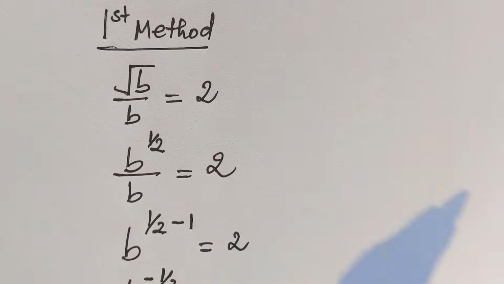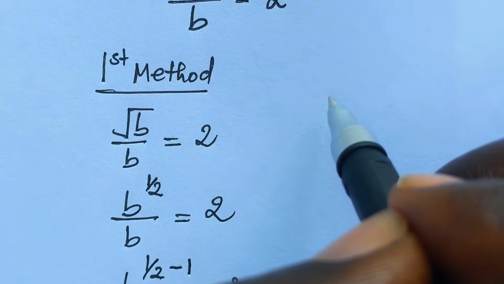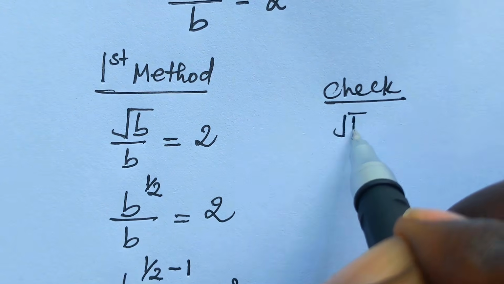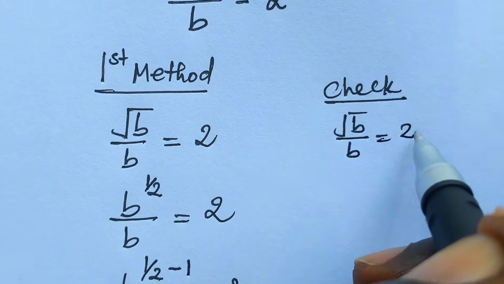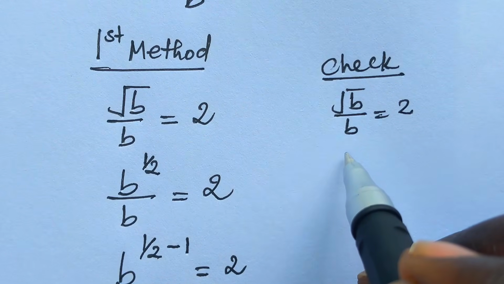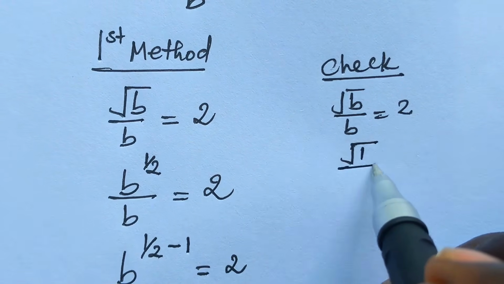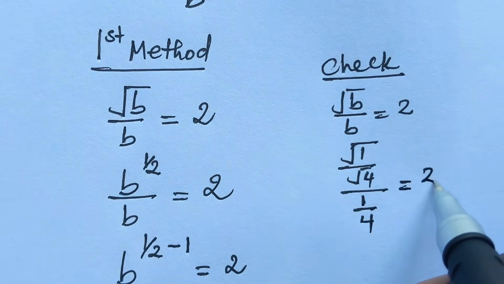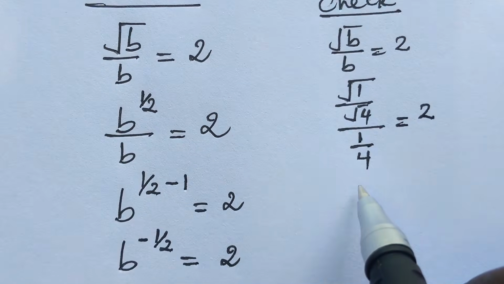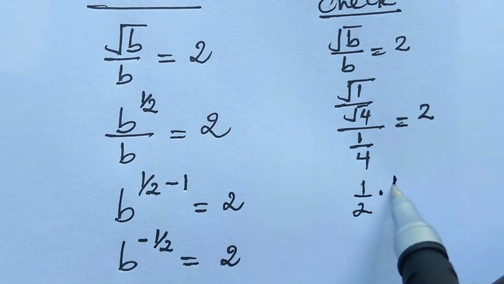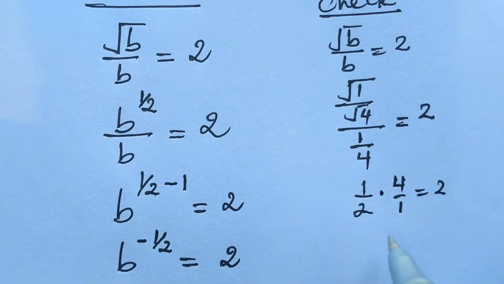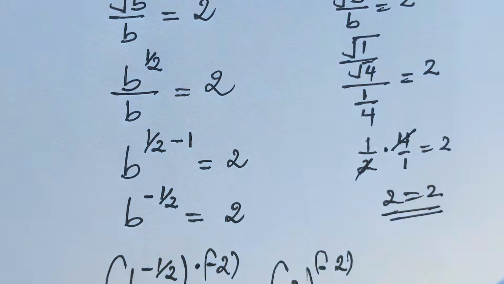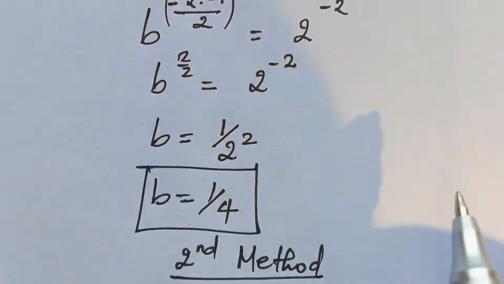At this stage, we have to check, because we have given square root of b over b equals 2. So we have square root of 1 over 4, over 1 over 4, equals 2. And of course this is 1 over 2 times 4 over 1, which equals 2. And we have this 2, which equals 2. So our value of b is correct.